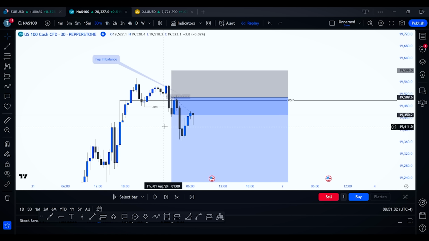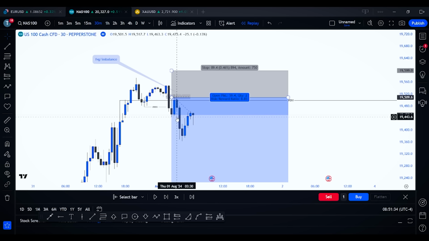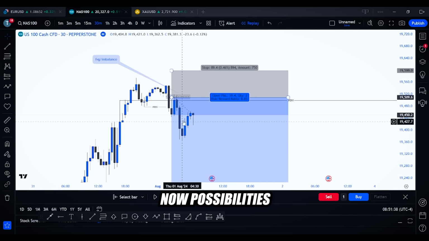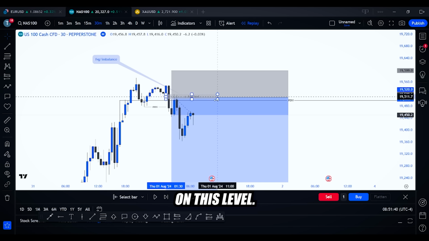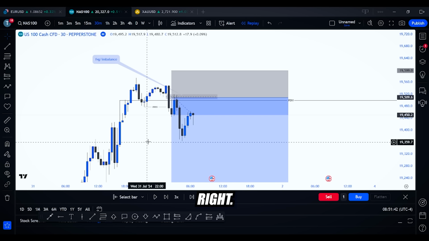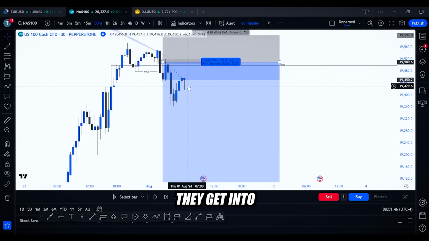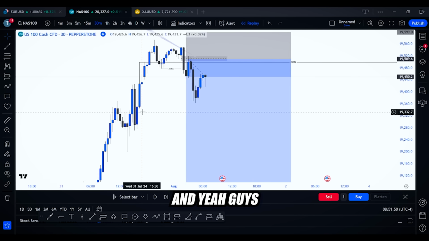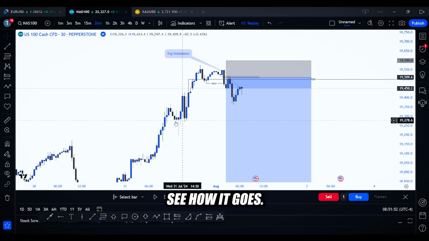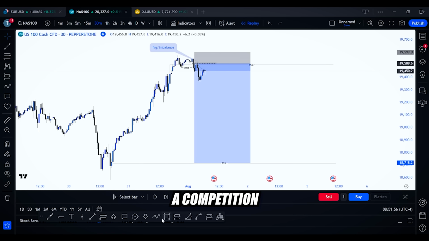And right here you can see that the market actually broke this structure. Now it's coming back. Now the possibilities of it retesting on this fair value gap are high, right? So I'd suggest that you enter more trades right there. And yeah guys, let's just see how it goes. So this is our expectation.